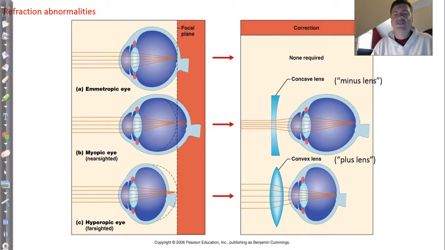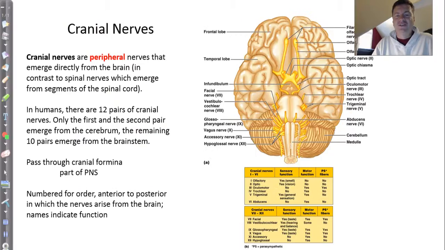And with all of the senses, I want you to pay attention to the abnormalities or the lack of function. What is anosmia? What is myopia? What is a hyperopic eye? What is astigmatism? What is phantom pain? You should be aware of some basic pathologies with the senses.